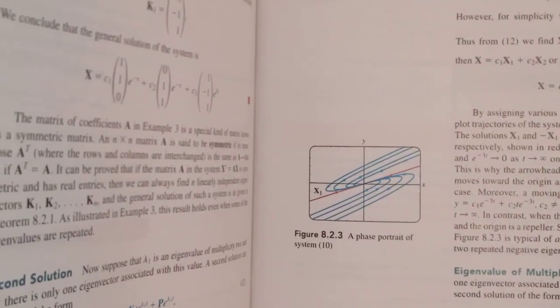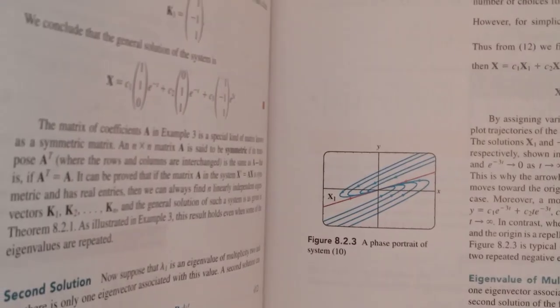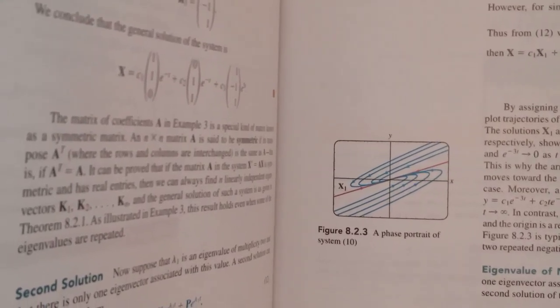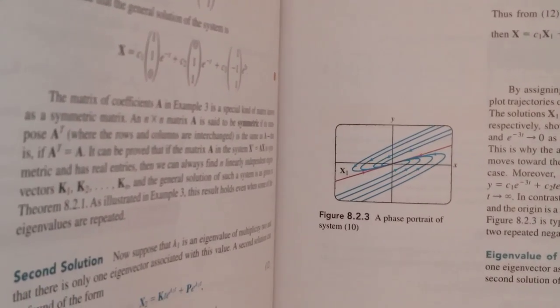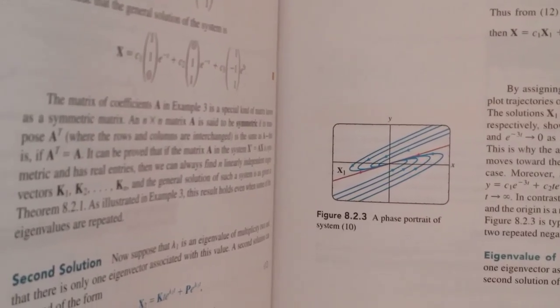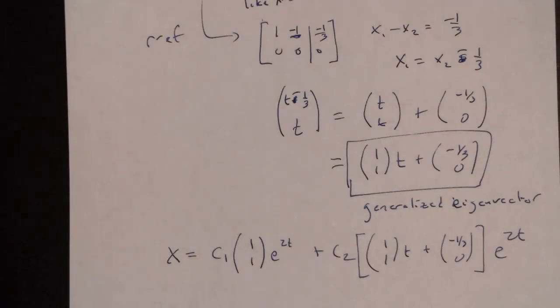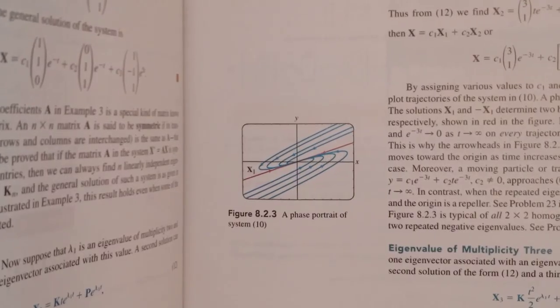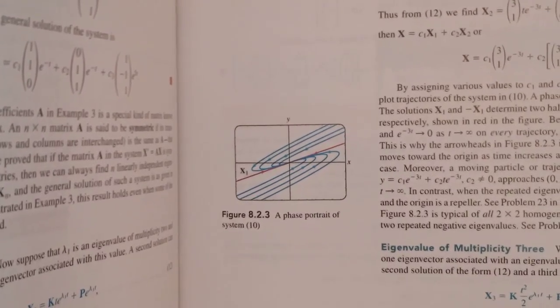Page 361. This is for a slightly different problem. This one's listed as a sink instead of a source, because here the eigenvalue is negative. It's -3. Our eigenvalue was +2. So here all the arrows are pointing in. In our picture, all the arrows should be pointing out.